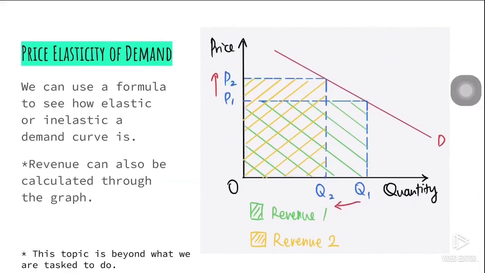As we can see from the diagram above, we can also calculate the total revenue, and the formula is price times quantity. But I'm not going to explain it in detail because we'll be focusing on PED.